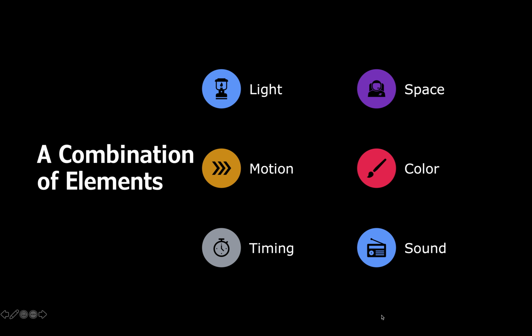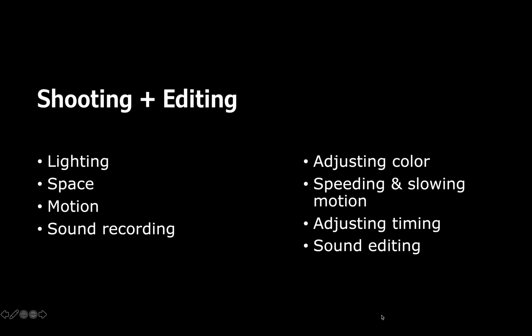So the things that we look at: light, space, so the way things are arranged on screen. Actually, let me go down the list: light; motion, the movement on screen; timing, the way things happen on screen; space, so like headroom, how much space is in the shot. Is it a really tight shot? Is it a really wide shot? The color of things; and then sound. So let's look through these a little bit.